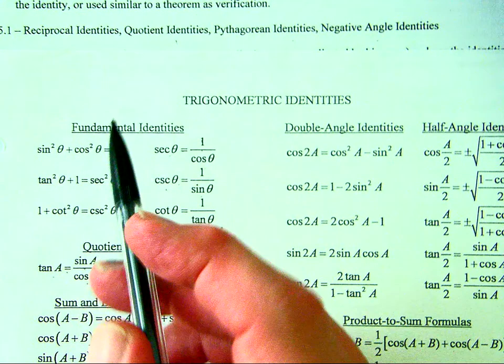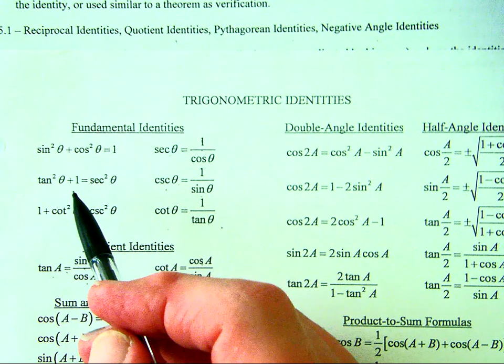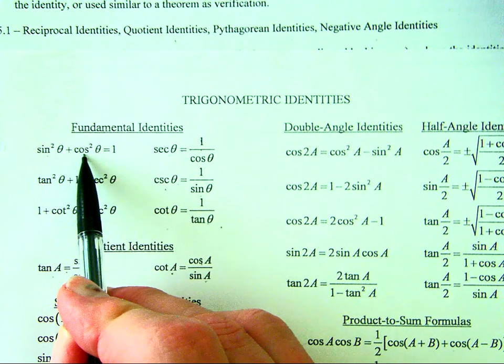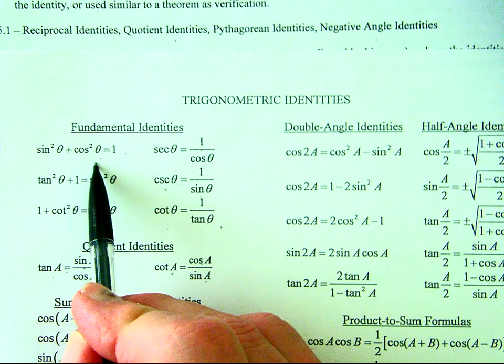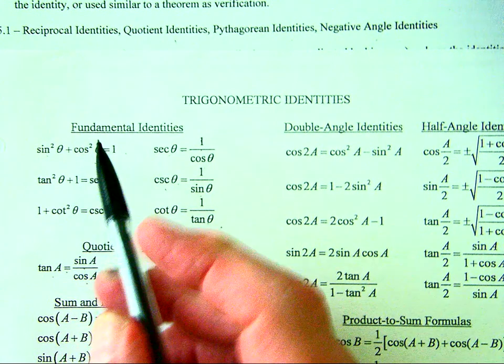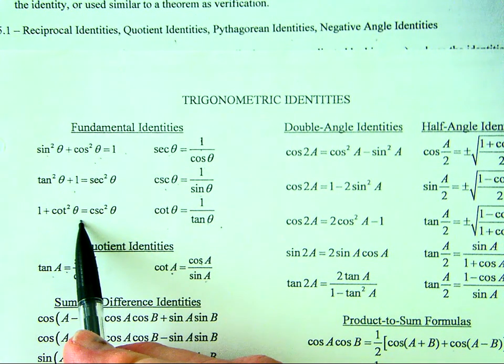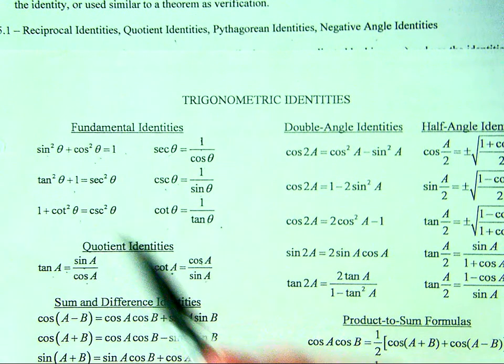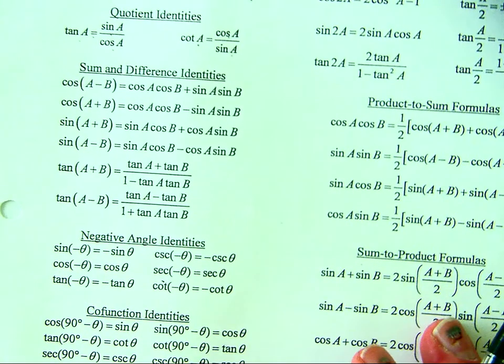The Pythagorean identities, there's three of them. They actually come from the Pythagorean theorem. Sine squared plus cosine squared equals 1. We use this one a lot. We also have tangent squared plus 1 equals secant squared. And 1 plus cotangent squared equals cosecant squared. Those are the Pythagorean identities.